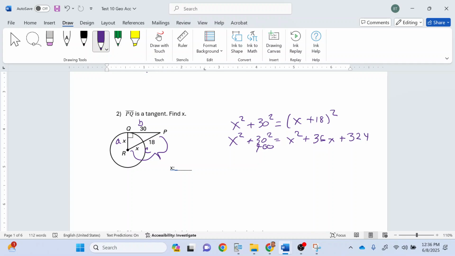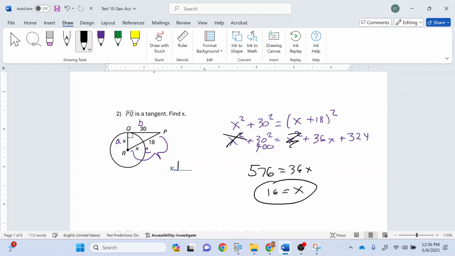I could subtract the x squareds on both sides, which gets rid of this. Then I could subtract 324 on both sides, so 900 minus 324 equals 576. 576 equals 36x. Divided by 36, x equals 16. So the answer is 16.